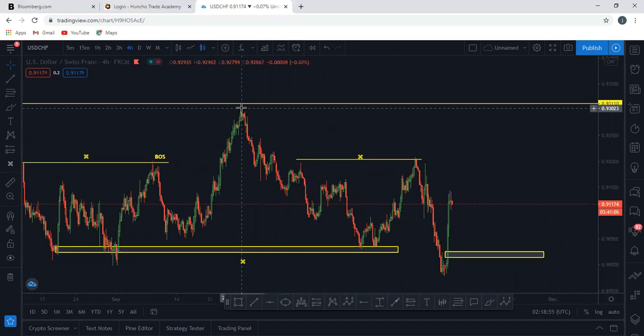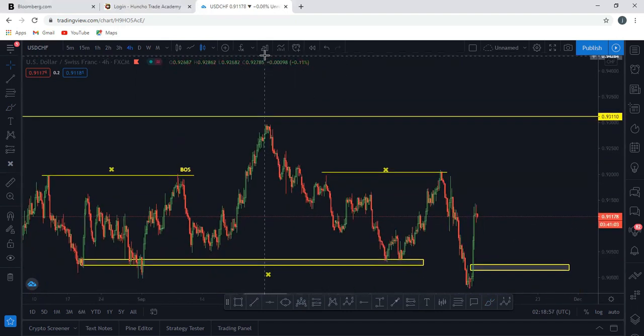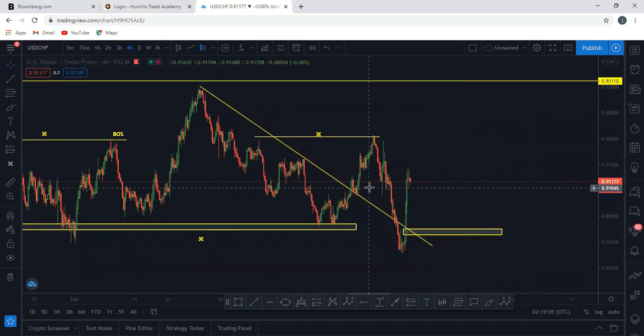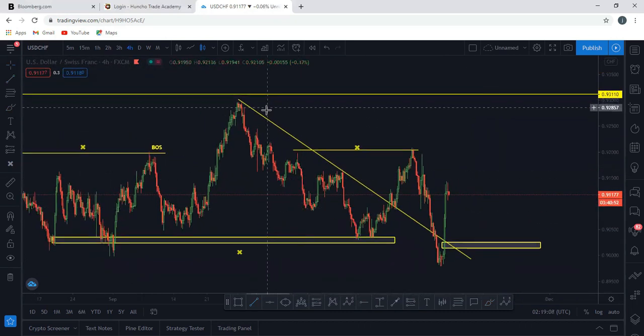All right. Let's say I want to short this market, and I want to use the trend line trading confluence. You understand? So this is how I'm going to approach the market.